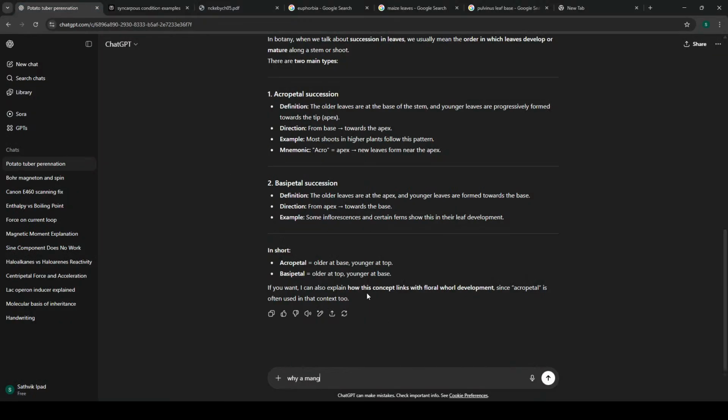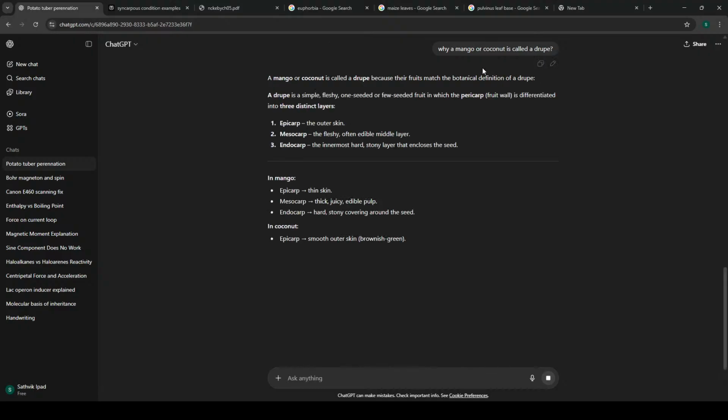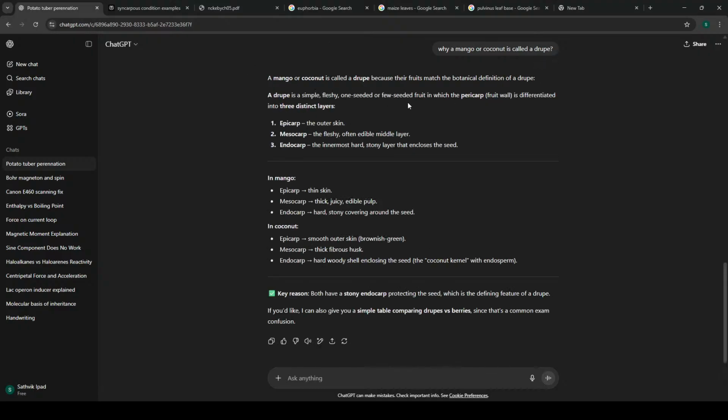Why is a mango or coconut called a drupe? What is the definition of a drupe? A drupe is a simple, fleshy, one-seeded or few-seeded fruit in which the pericarp is differentiated into three distinct layers.